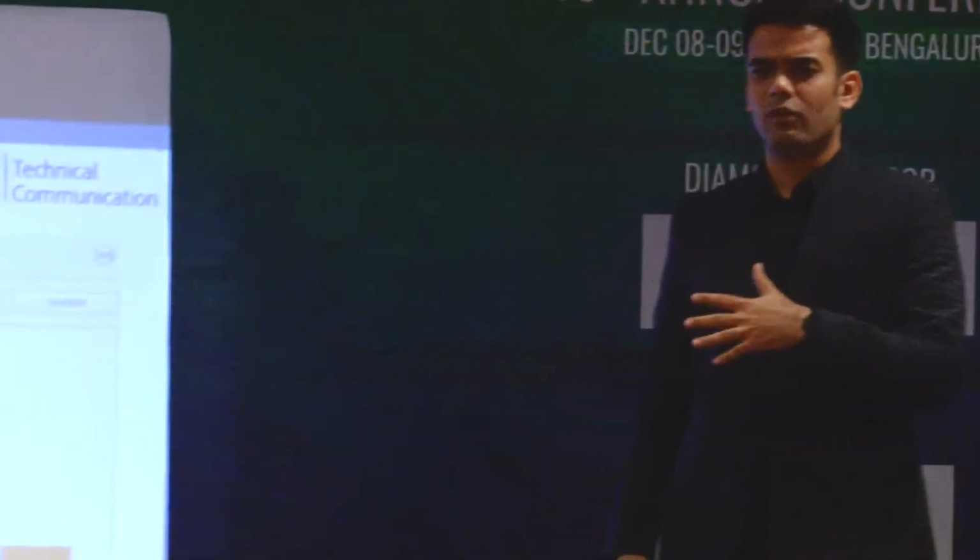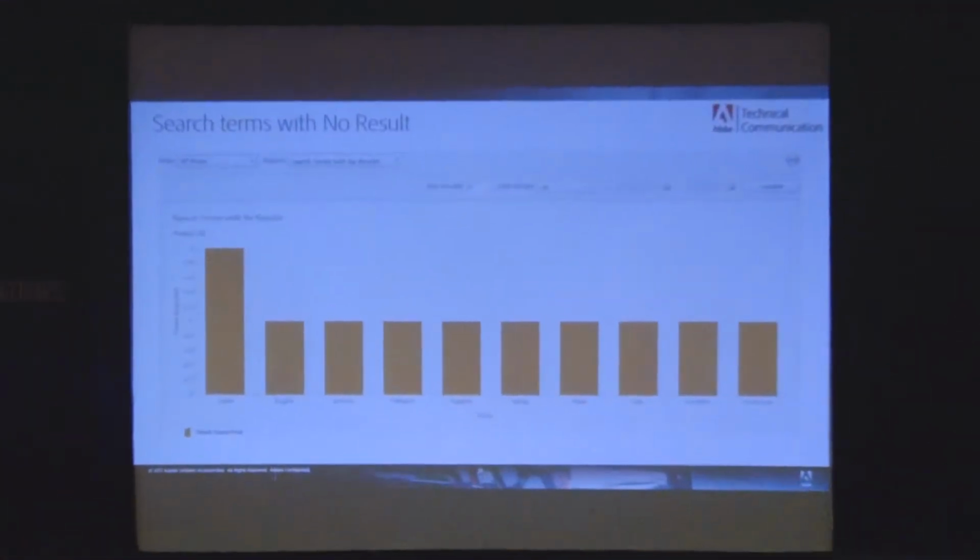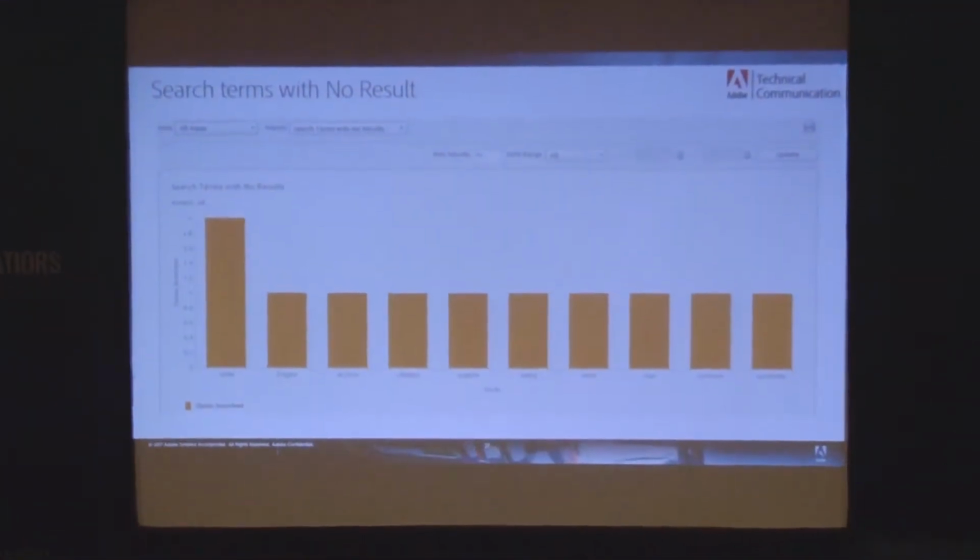So I would say when it comes to analyzing, this is one of the pretty straightforward and most important examples that I'm going to share with you. Search term with no results. This is one of the reports that you could generate.